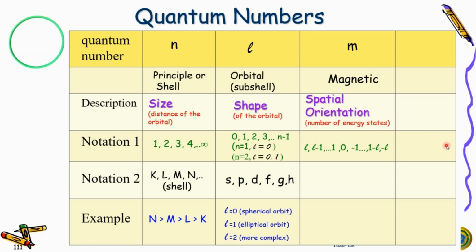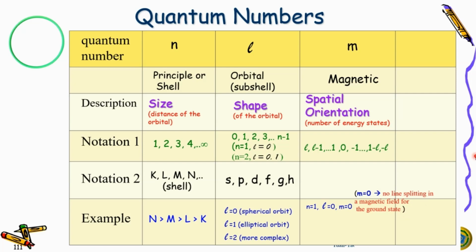What does this mean? Here's an example. If n equals 1, that means L will be equal to 0. If L equals 0, there's only one state. That means M will become 0, in the center. M equal to 0 means no line splitting in the magnetic field for the ground state. In the previous page, I did tell you this, right?